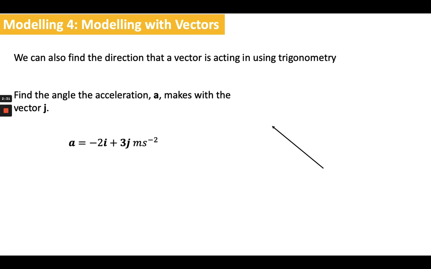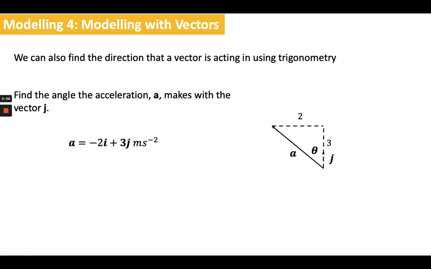So here is an idea of what this vector looks like, negative 2i plus 3j, and that's my vector a. This is the vector j. j just goes up one step. So I'm looking for this angle here, this angle theta. To do that, I'm going to complete my triangle and then think about what my two side lengths are. I've got 2 across because it's negative 2i. I've got 3 up because it's 3j.